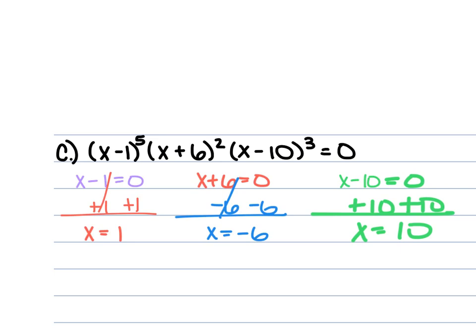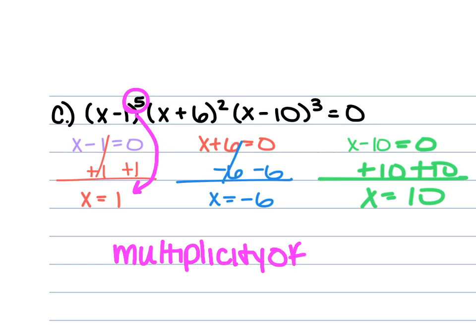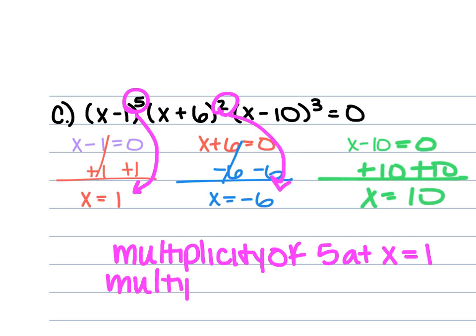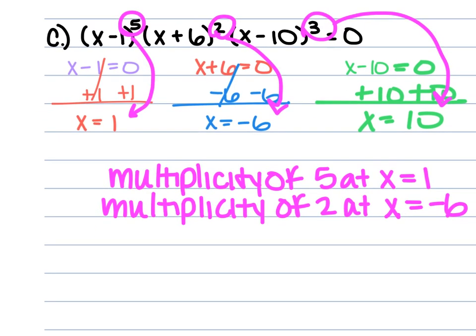So when you write this, we have a multiplicity of 5 at x is equal to 1. We have a multiplicity of 2 at x is equal to negative 6. And then we have a multiplicity of 3 at x is equal to 10.